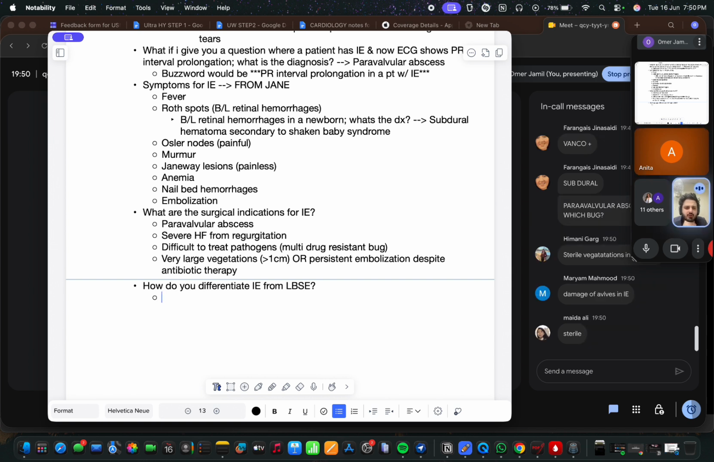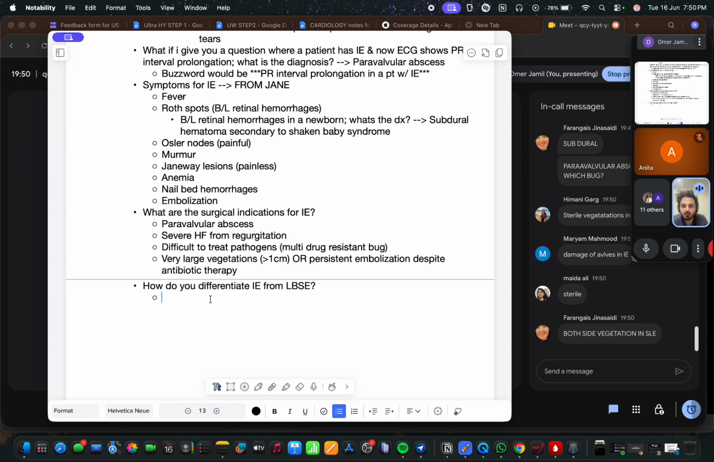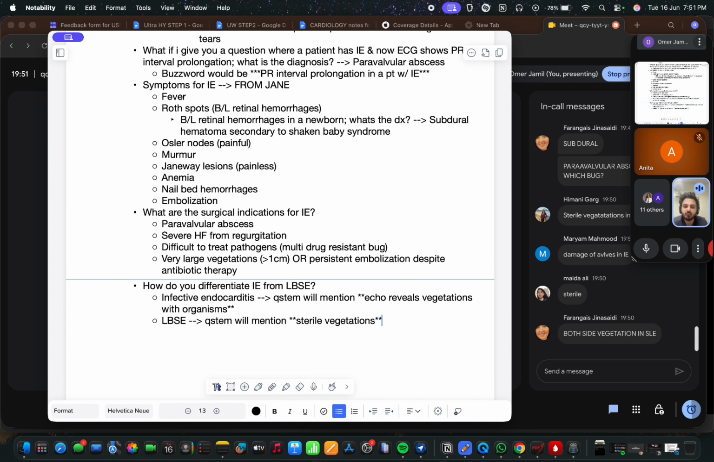Exactly, Himani is right. Okay, so remember, for infective endocarditis, the question stem will mention echo reveals vegetation. Okay, infected vegetations with organisms. For LBSE, the question stem will mention sterile vegetation. Sterile vegetation. This is extremely important to remember.